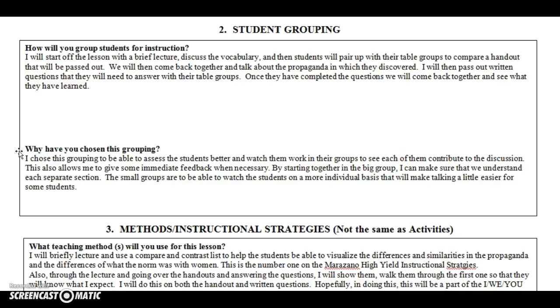By starting together in the big group, I can make sure that we understand each separate section. The small groups are to be able to watch the students on a more individual basis. That will be making it a little easier for some students to talk in the discussion.